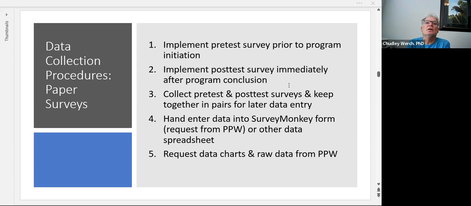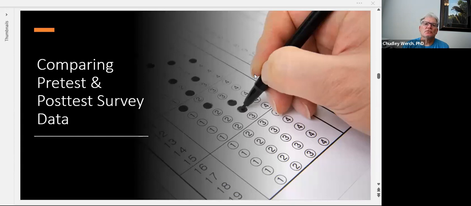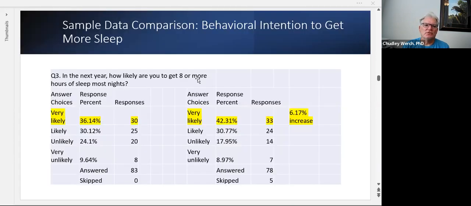And when you're ready, we'll send you an online template, and you can hand enter the data. And then you have access to the charts and the raw data. Okay, but you have to obviously hand enter the data. So you have to collect the pre-test and post-test, put one on top of the other, so they're physically connected. And then we'll send you the online template, and you hand enter the data. We can hand enter it for you, but because it takes time, we do charge for that.